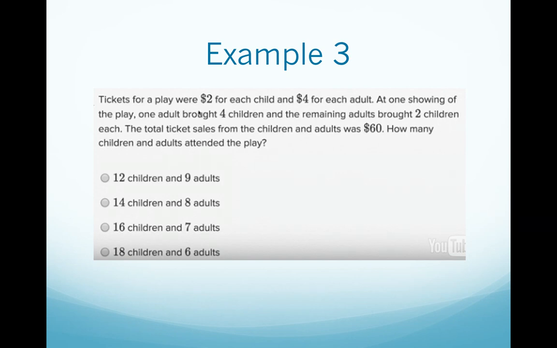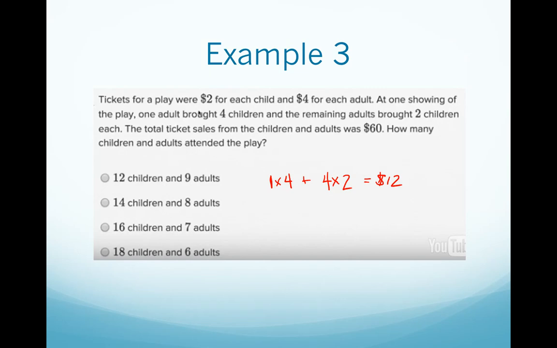Okay, so here we can figure out what's going on. It says one adult brought 4 children. So here's our one adult, 4 kids. That one adult's ticket was $4. And then the 4 children were $2 each. So that one person had 4 plus 8, or $12 worth of those ticket sales.